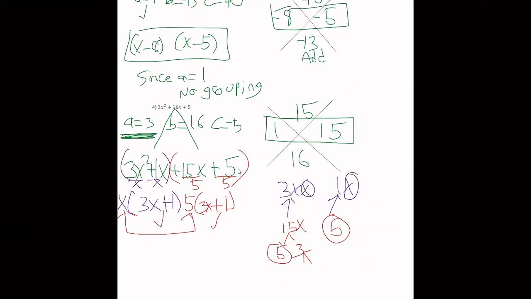So we put our GCFs together. And then we just bring down one of those 3x plus 1 groups. That would be our answer.